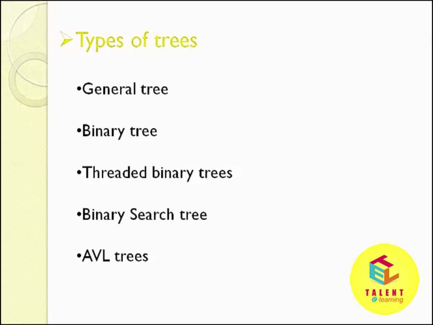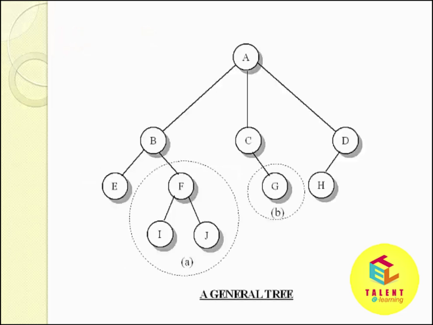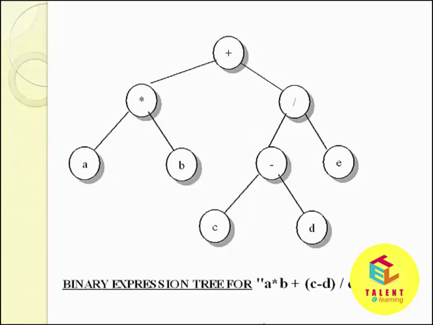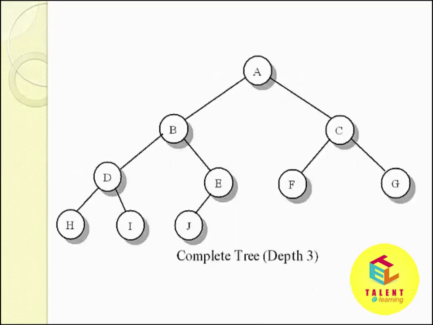Now the types of trees. Following are the types of trees: general tree, binary tree, threaded binary trees, binary search tree, AVL trees. Now this is a general tree. This is an example of binary expression tree for A star B plus C minus D divide E. This is an example of complete tree with depth 3.